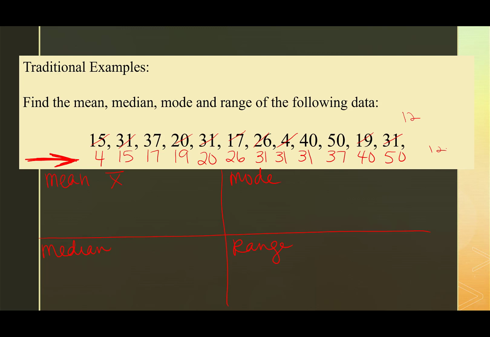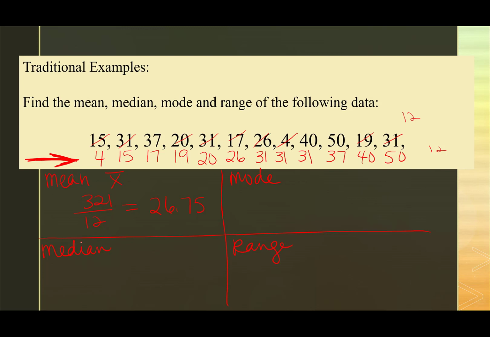To find the mean, I want you to add all of these values together and then divide by 12. Please pause the screen and use your calculator to add these together and divide by 12. Okay, I got a total of 321. Now divide that by 12 to have a mean score of 27.75. The next thing we'll do is find the median.